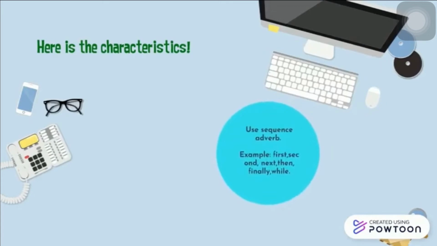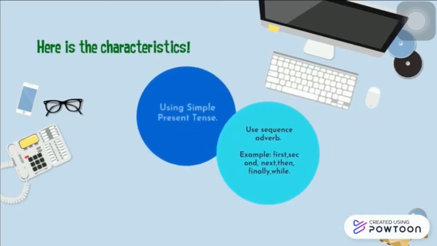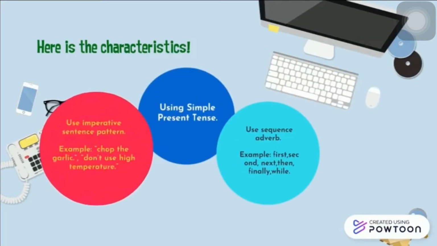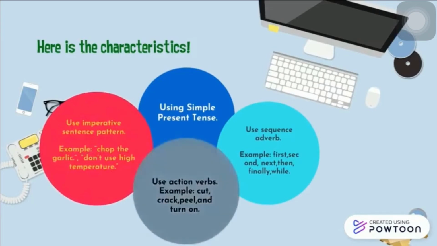First, use sequence words. Example: first, second, next, then, finally, while. And use simple present tense. And then use imperative sentence pattern. Example: chop the garlic, don't use high temperature. Use action verbs. Example: cut, create, fill, and turn on.